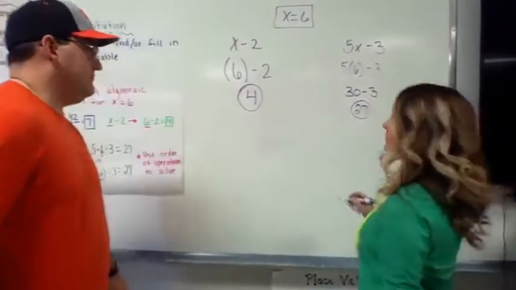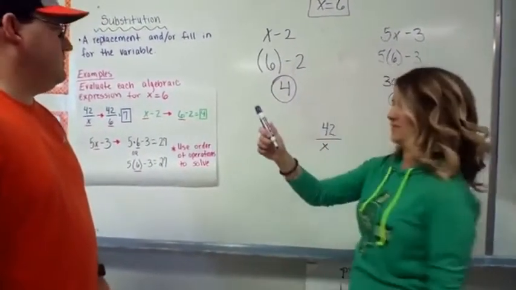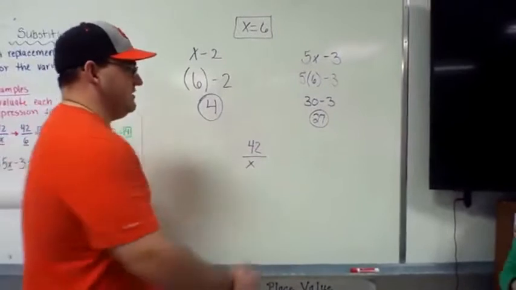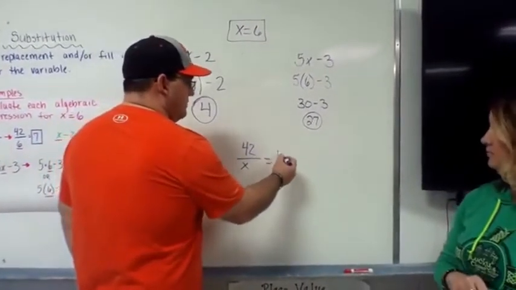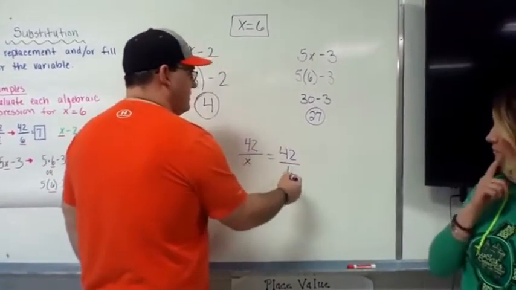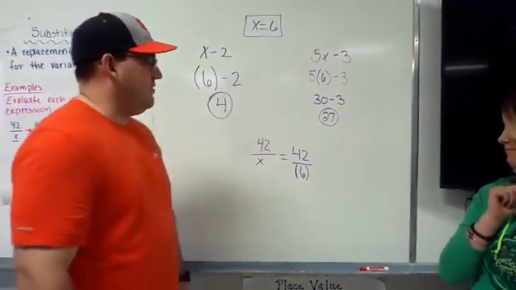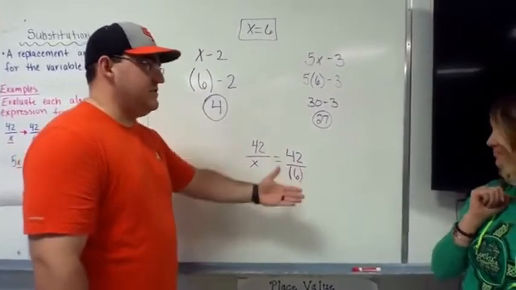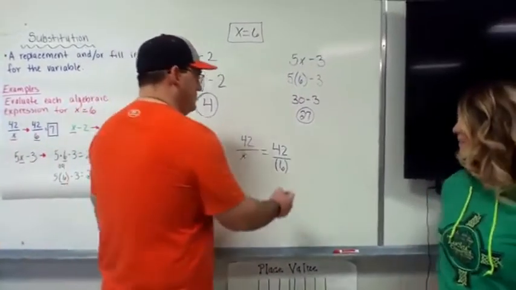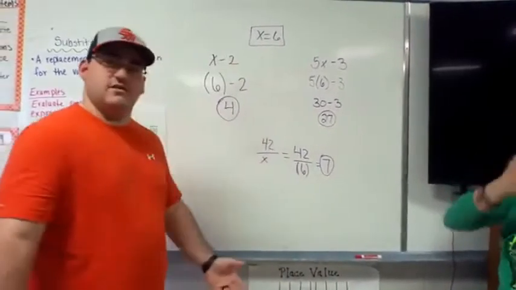All right, I'm going to write you another one, Mr. Morgan. All right, let's see it. 42 over x. Oh boy. Well, I know x is equal to 6, so I know that this expression is going to be equal to 42 over 6. Correct? Yep. I'm going to put my parentheses there. That looks like a fraction. Yeah, but we know that a fraction is basically division, correct? We go from the top to the bottom, so 42 divided by 6 would be 7. So that is how the substitution method works.